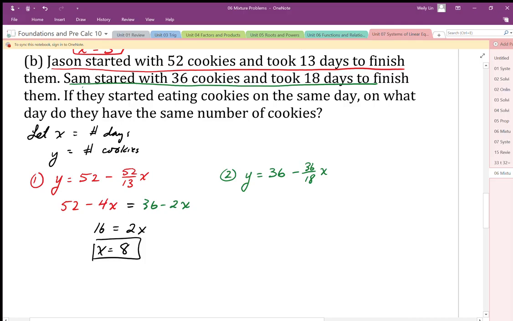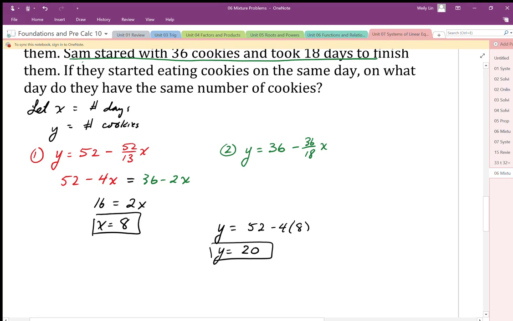Okay, and that number of cookies, if we want it, the question doesn't ask for the number of cookies, but the same number of cookies is going to be the y value, and I can plug that into one of the equations. So at 4 cookies a day, we're going to have 20 cookies for Jason, and at 2 cookies a day, after 8 days, Sam will also have 20 cookies. So they'll both have 20 cookies on day number 8.